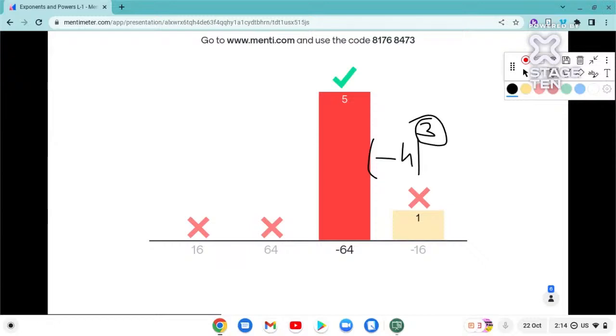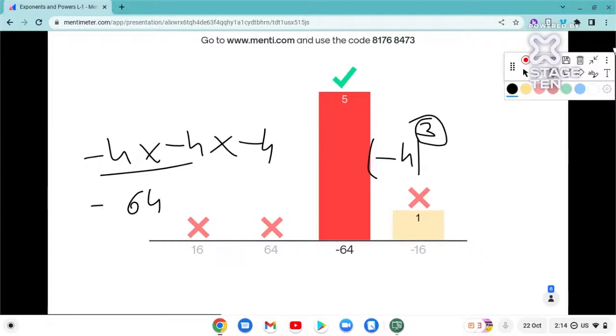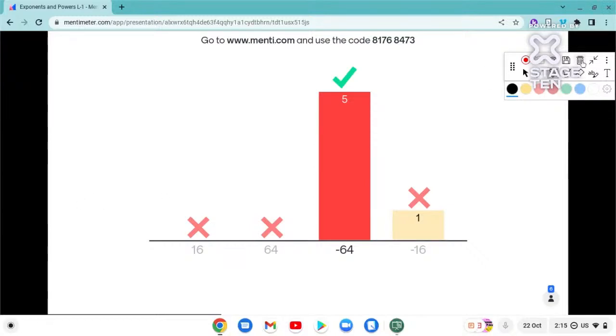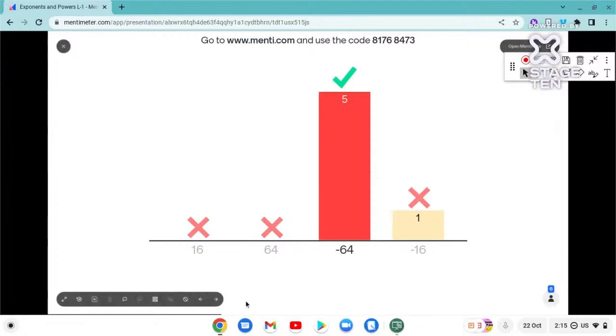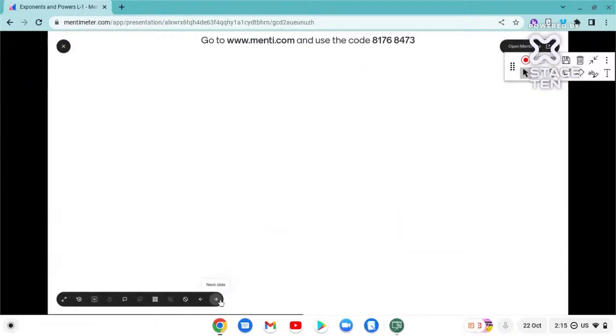The answer is minus 64. How? Minus 4 into minus 4 into minus 4 you have to do. 4 into 4 is 16. 16 into 4 is 64, but the sign will be negative. So we got the answer as minus 64. That's the right answer. All right, let's move ahead.